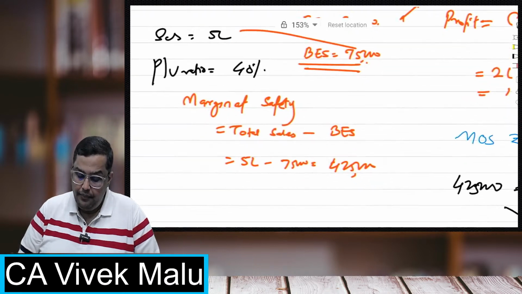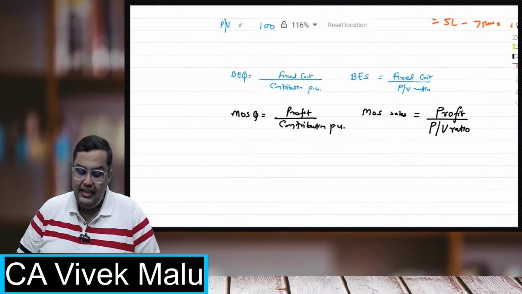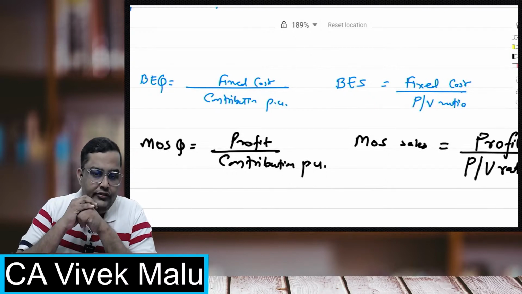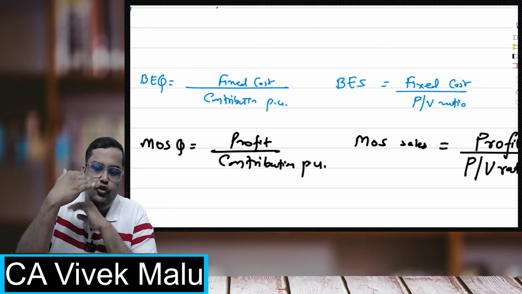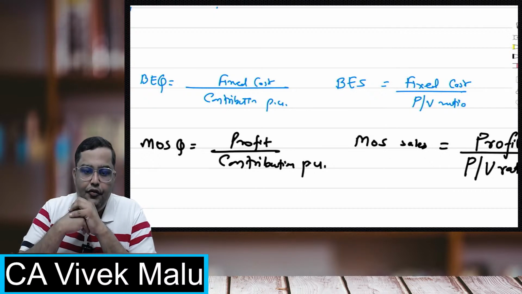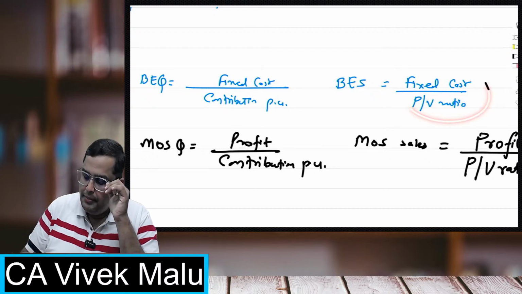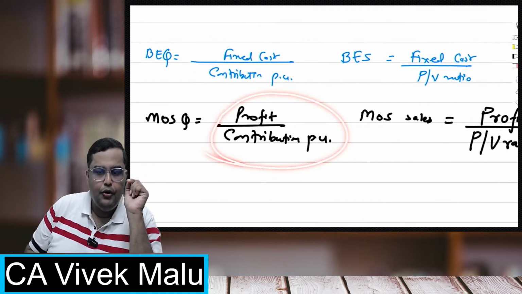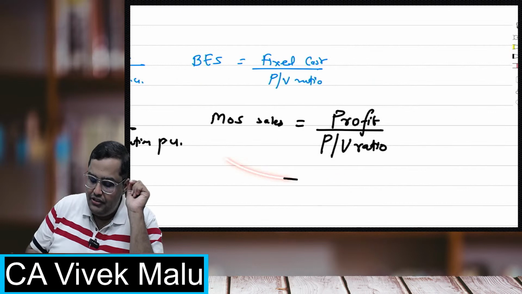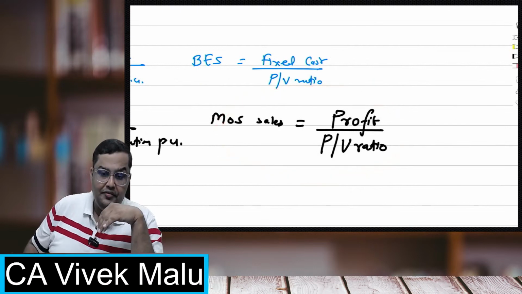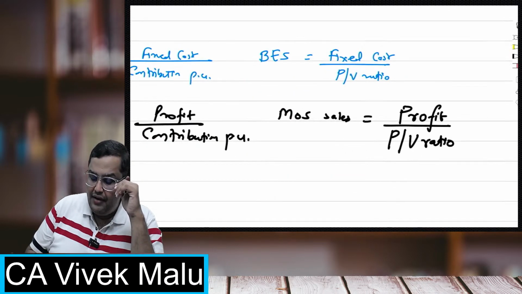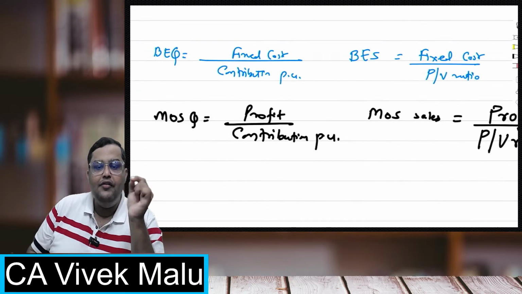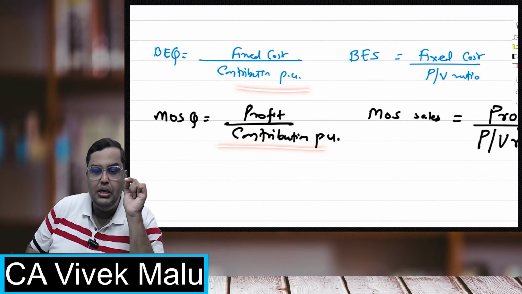Then we have also seen that if I have to find the break-even quantity, a point of no profit, no loss, the first formula for quantity is fixed cost upon contribution per unit. The second formula for sales is fixed cost upon the PV ratio. If I have to find the margin of safety quantity, the formula is profit upon contribution per unit. If I have to find the margin of safety in sales, the formula is profit upon PV ratio. So if I want it in rupees, I divide by PV ratio. If I want it in quantities, I divide by contribution per unit.